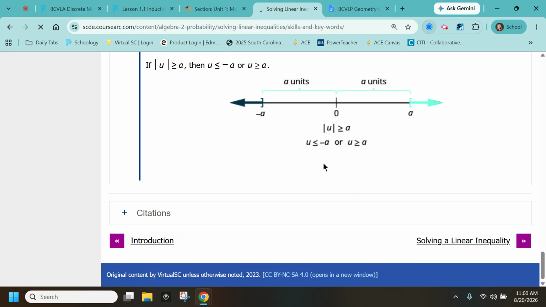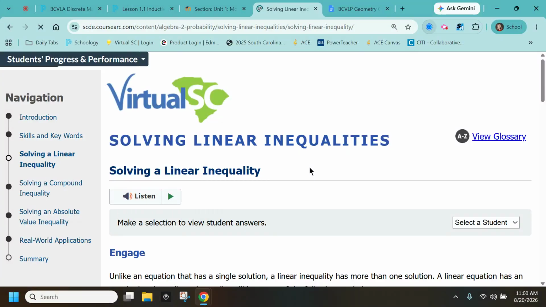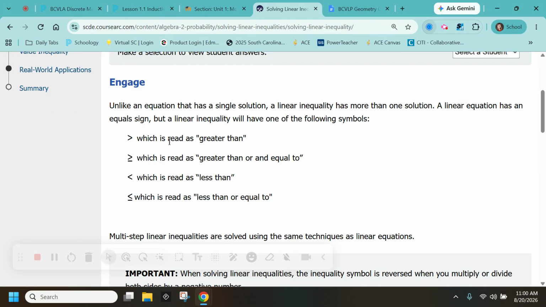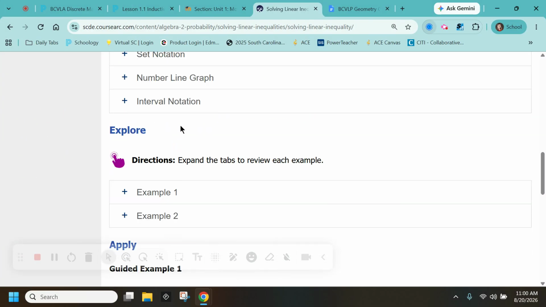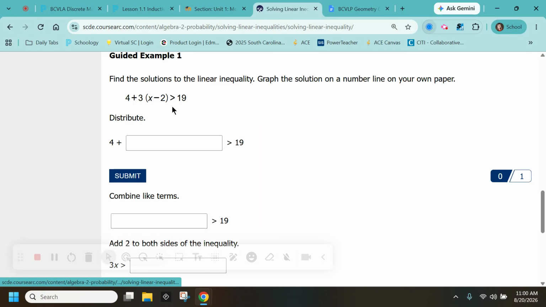So let's move on to solving a linear inequality. Make sure that you go back and take notes on all these things. I'm going to skip through some of these and jump down to the guided example 1. So find the solutions to the linear inequality, graph the solution on a number line on your own paper.